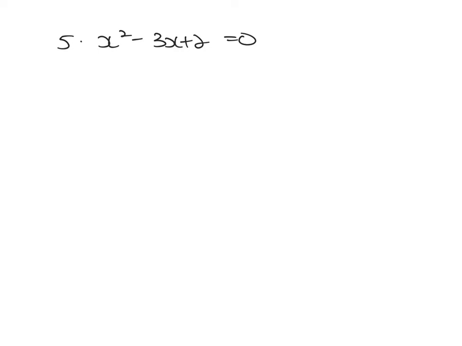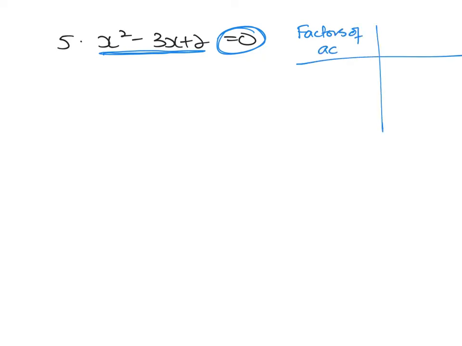Let us now look at another quadratic equation. However, this quadratic equation has not been factorized for us. Now, to solve a quadratic equation, it must be equal to 0, and this quadratic equation is equal to 0. But in order to solve it, we have to first factorize it, which is why we learned how to factorize equations. So we're going to look for the factors of AC that add to B.